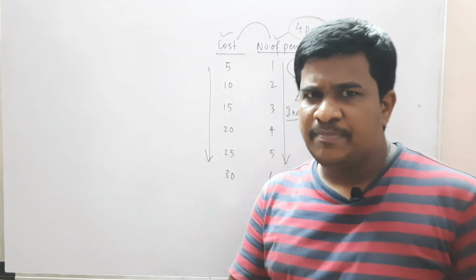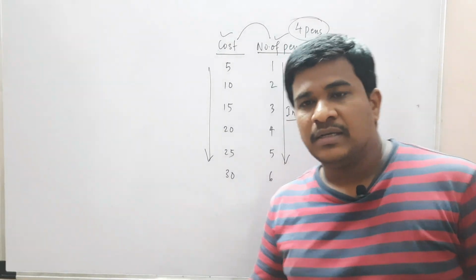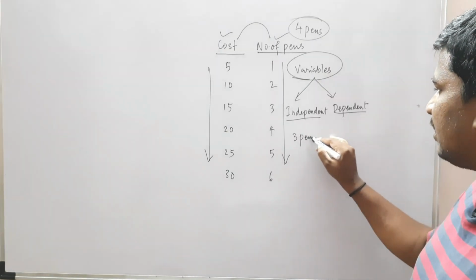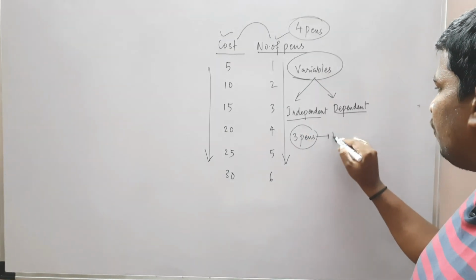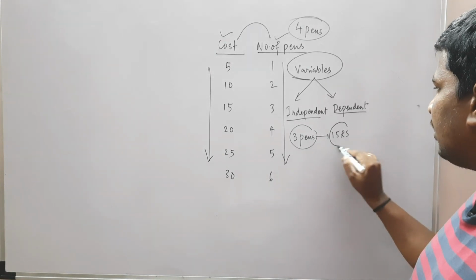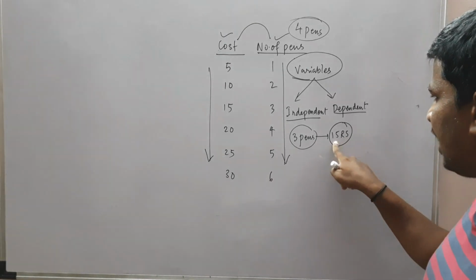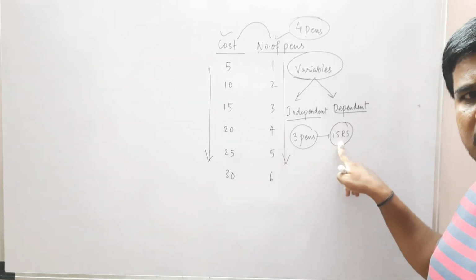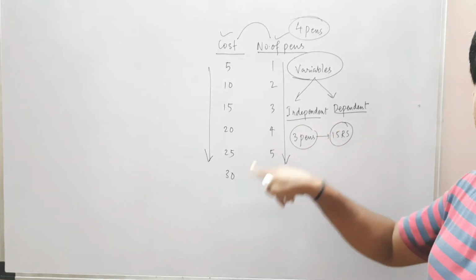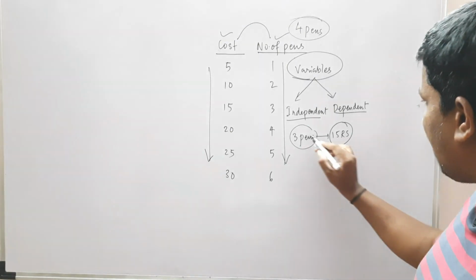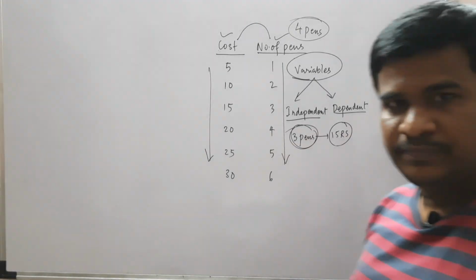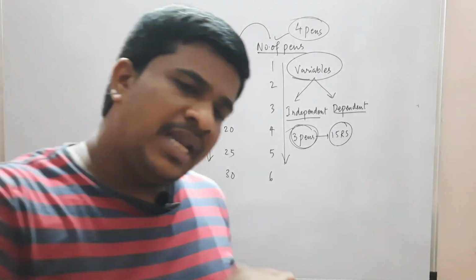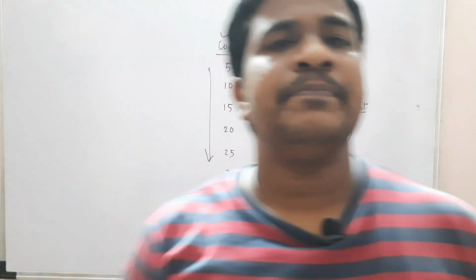So what is dependent, what is independent? See, if you would like to buy 3 pens, he is charging you 15 rupees. So he is able to say that you have to pay 15 rupees as you are asking him for 3 pens. So first the number of pens has to be declared. Okay. So cost is depending on number of pens or not?